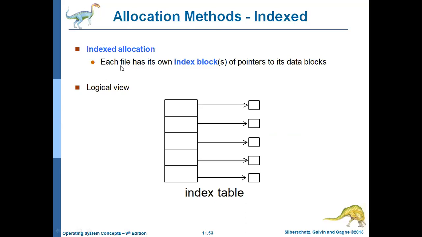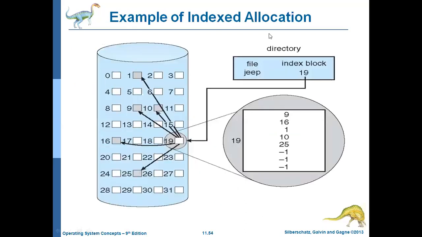Then comes your allocation method, that is the indexed way. Each file has its own index block now, an index block of pointers. So the logical view is I have my entries here, and along with that I have the indexes to where it is referring. It says my file name is Jeep, my index block is 19 now. At this 19, I have indexes to which it has been referring.